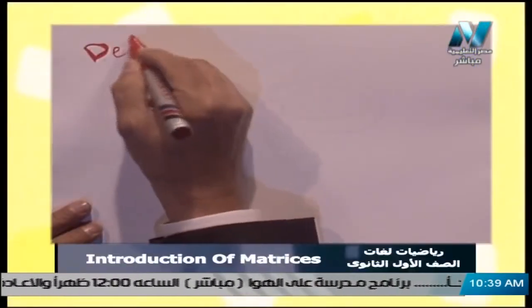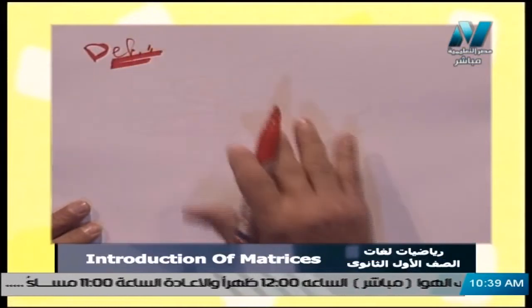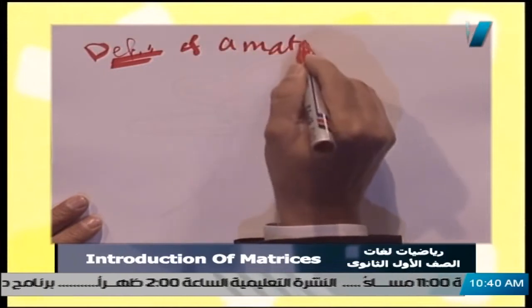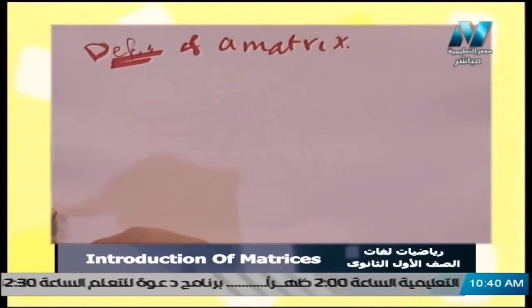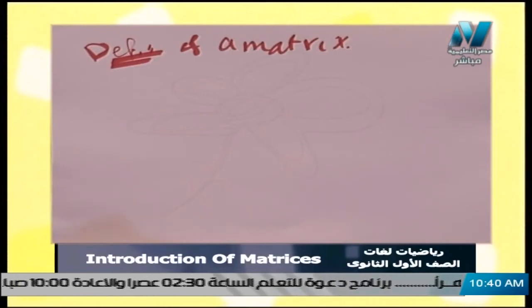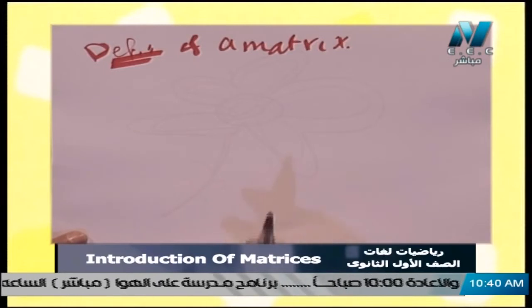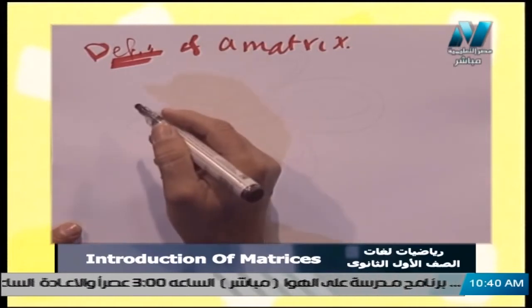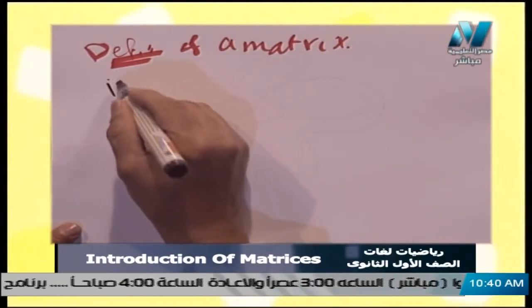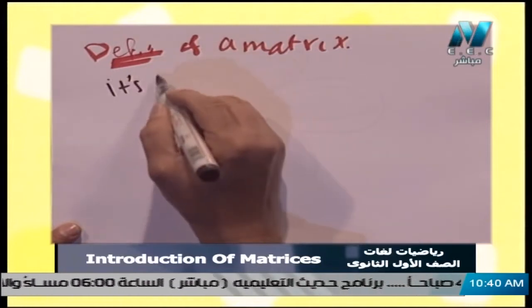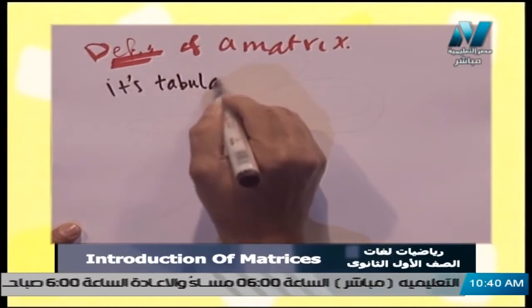What is the definition of matrix then? Definition. We can define the matrix. Definition of a matrix. What is the matrix? We have already written numbers or elements inside the matrix. So it is tabulating as a table.